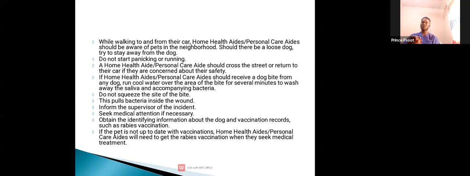Obtain the identifying information about the dog and the vaccination records, such as the rabies vaccination. If the vaccination is up to date, then you probably have nothing to worry about. But if the vaccination is not up to date or the dog never had any vaccination, then there is a lot to worry about. You have to go for medical checkups as well as medical treatment to help prevent rabies disease. If the pet is not up to date with vaccination, home health aides or personal care aides will need to get a rabies vaccination when they seek medical treatment.